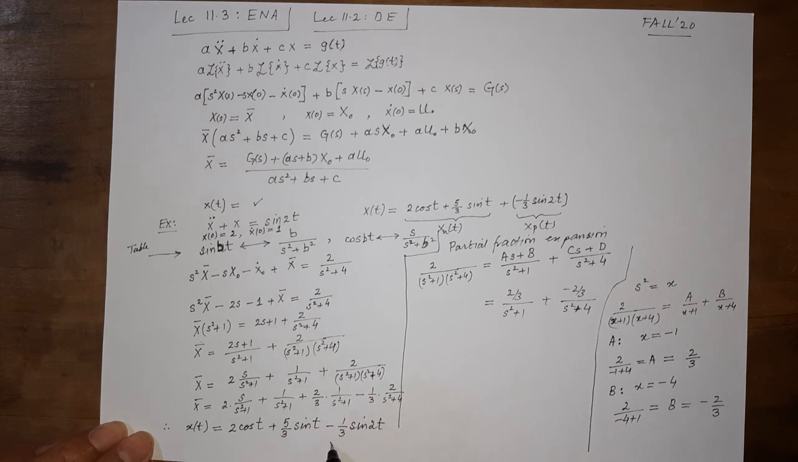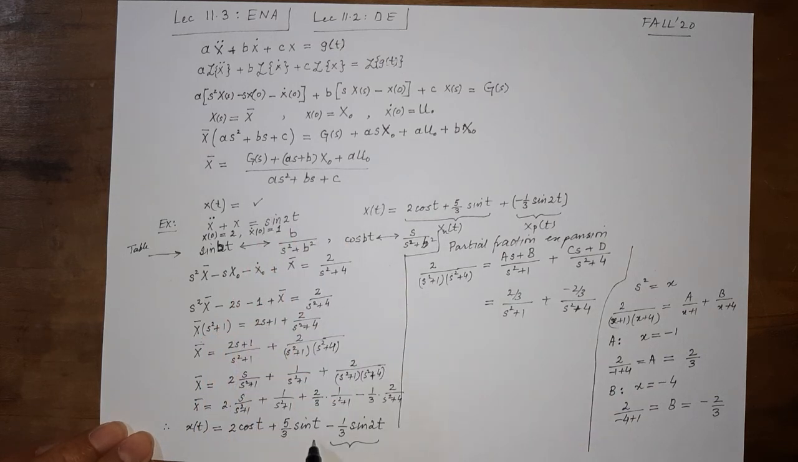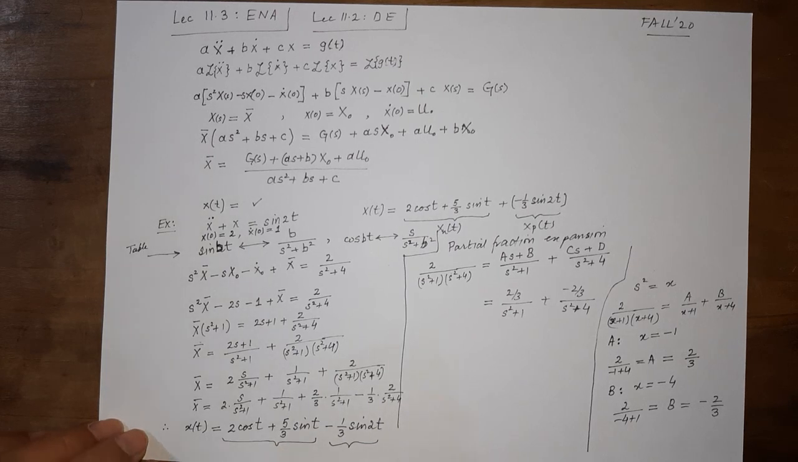You can see that this is the particular solution that has the same form as the forcing function, the inhomogeneous term, and this is the homogeneous solution that arises from initial conditions, and this arises from the forcing function or the inhomogeneous term.